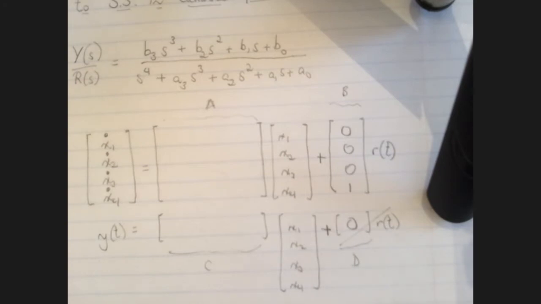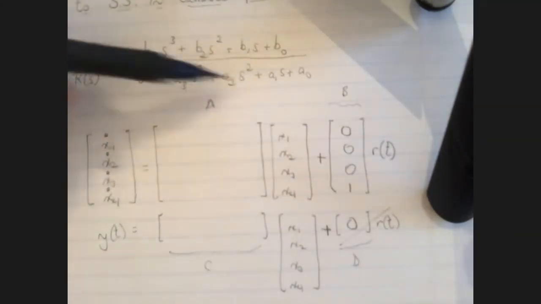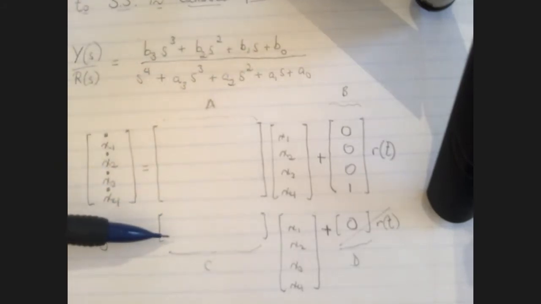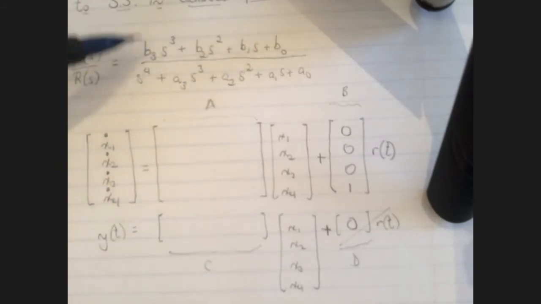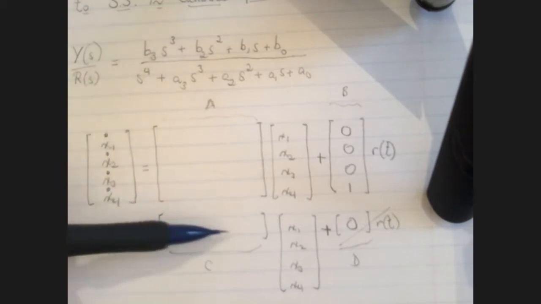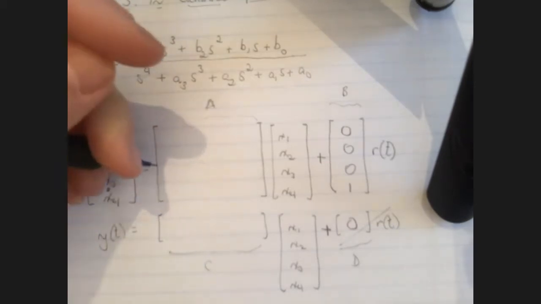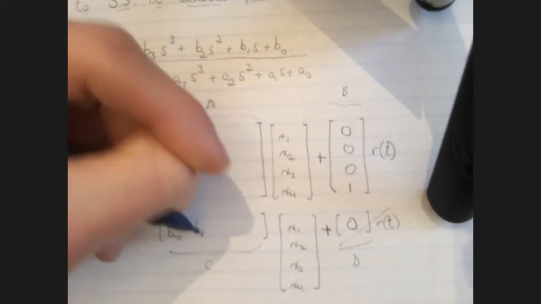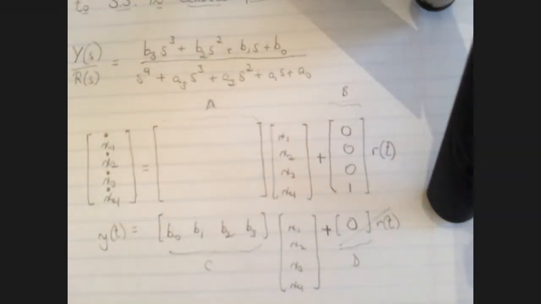Okay. So those two were pretty easy. And now it's like, okay, how do these different parameters come in? So the B's, the terms for the coefficients of your numerator, show up here. They're going to show up in this order: B0, B1, B2, and B3. So those coefficients from your numerator show up in your C matrix.